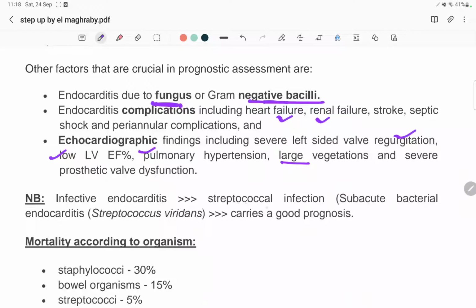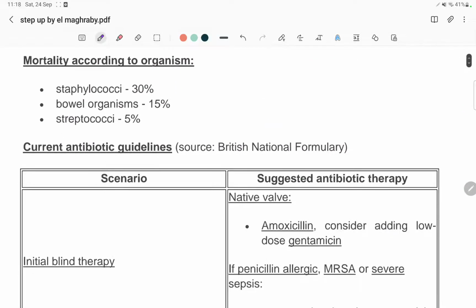Infective endocarditis with streptococcal infection, subacute bacterial endocarditis, Streptococcus viridans carries a good prognosis. Mortality according to organism: Staph is 30%, then bovis organism 15%, and strep is 5%.